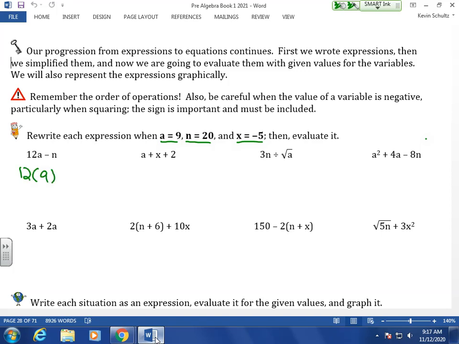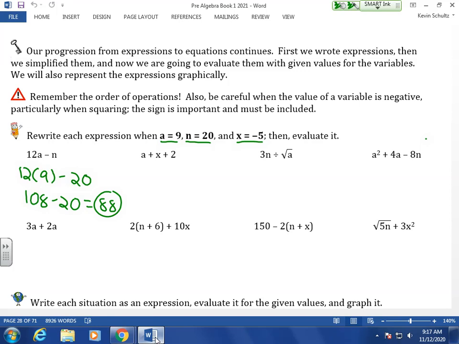So the first one, 12a minus n. We substitute 9 for a, and we're subtracting 20. And that gives us 84. Nope, that's not right. 108 minus 20, which is 88, which is the value of 12a minus n.